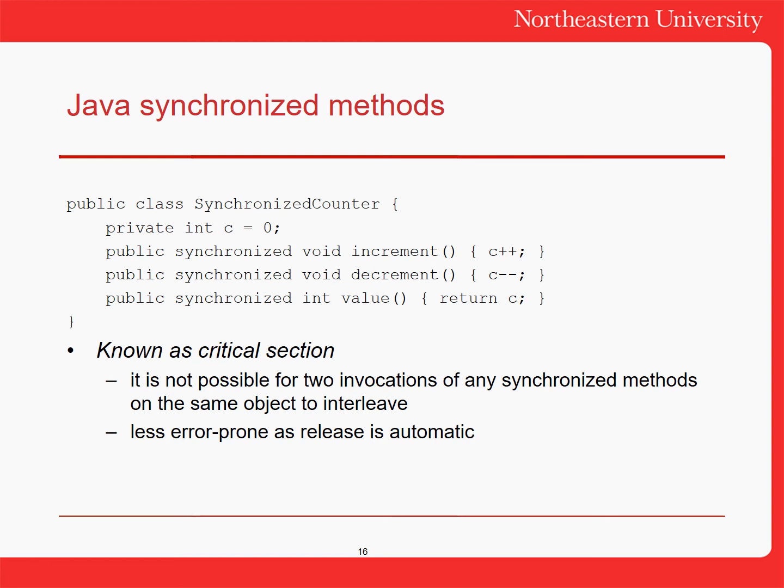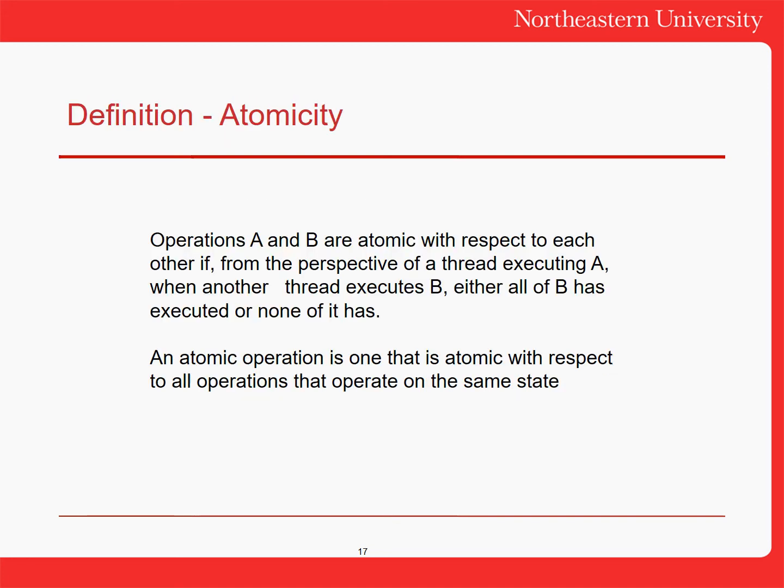As soon as a thread enters the method, a lock is acquired and it's released automatically. You can't forget to release the lock when you exit the method. So that's a really simple mechanism to use. What critical sections do is they enable us to define atomic operations, and this is something that will become much more important as we talk about databases, but let's just make sure we understand the definition of atomicity.